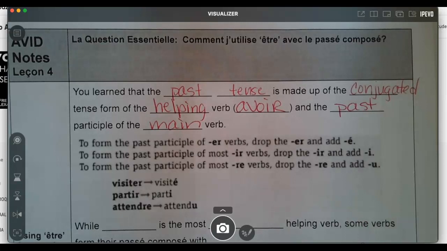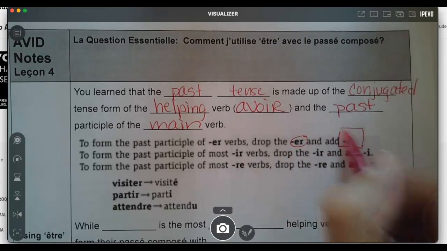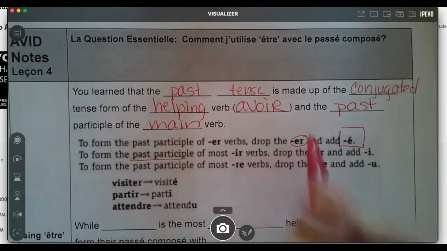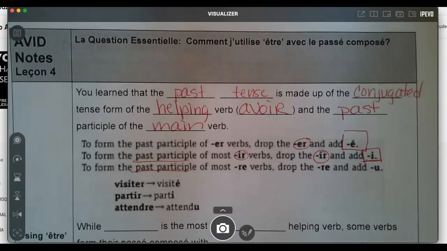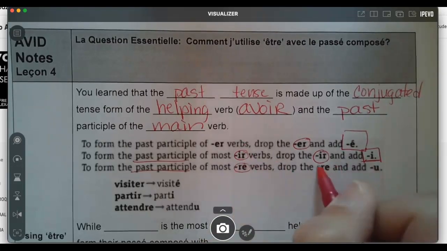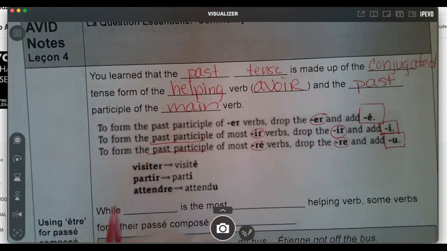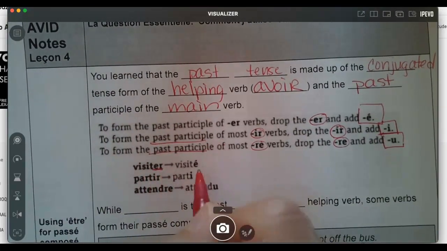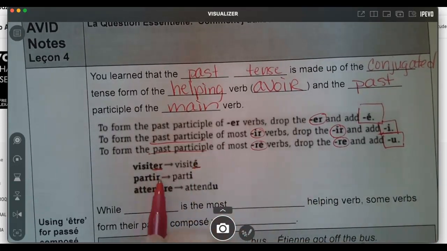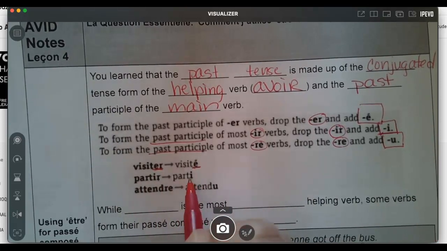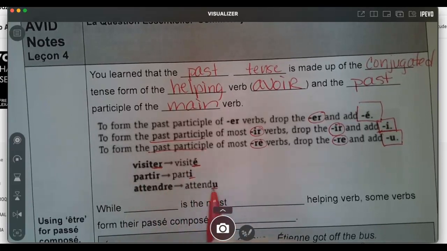Okay? So to form the past participle of ER verbs, we drop the ER and we add an é. To form the past participle of most IR verbs, we drop the IR and we add an I. To form the past participle of most RE verbs, we drop the RE and add a U, right? Like the verb visiter, ER becomes visité with the E accent aigu. Partir becomes parti because it's just with the I. Attendre, to wait, becomes attendu, just the U.